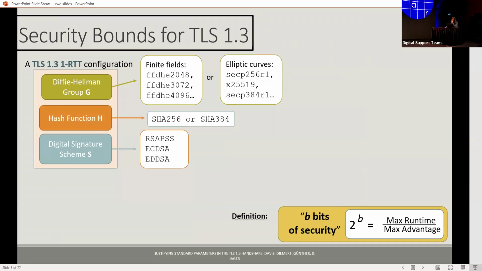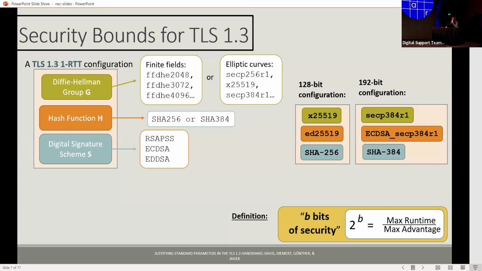In this talk, we'll measure security in bits as the ratio of an attacker's runtime to its advantage, which is the probability of successfully breaking the scheme. So an instance of the TLS 1.3 handshake that prioritizes efficiency might choose faster components with 128-bit security, like the X25519 elliptic curve. A higher security configuration might instead use a 192-bit secure curve like SecP384.